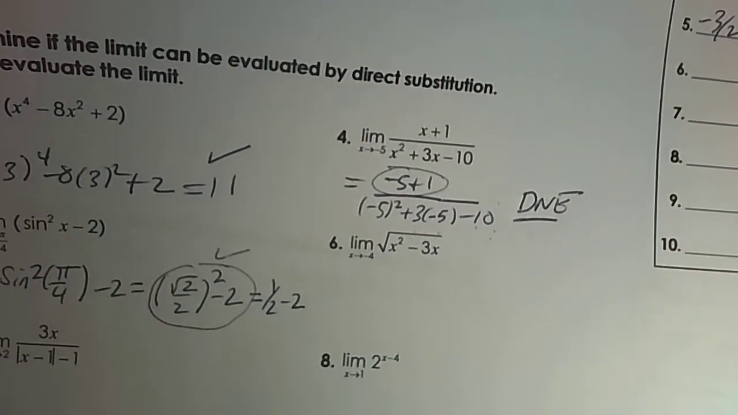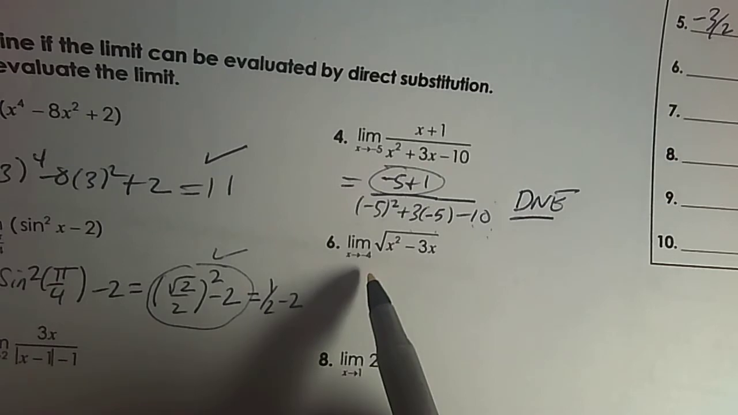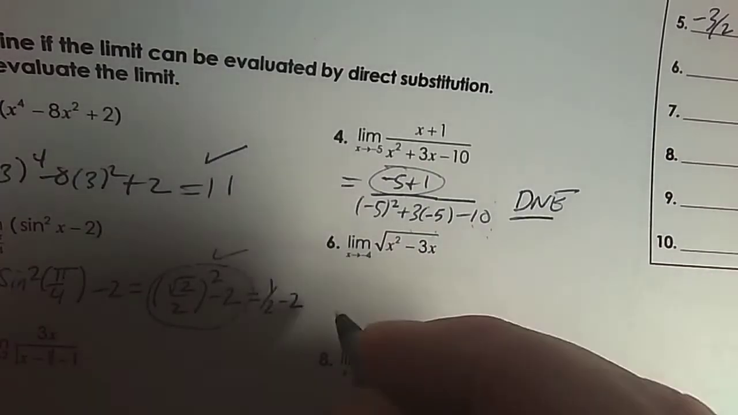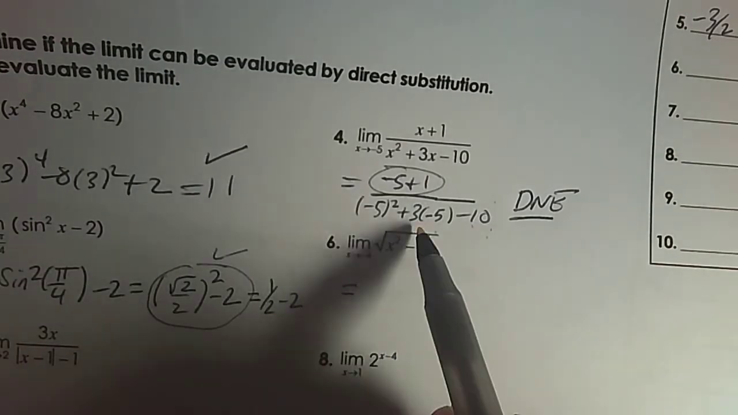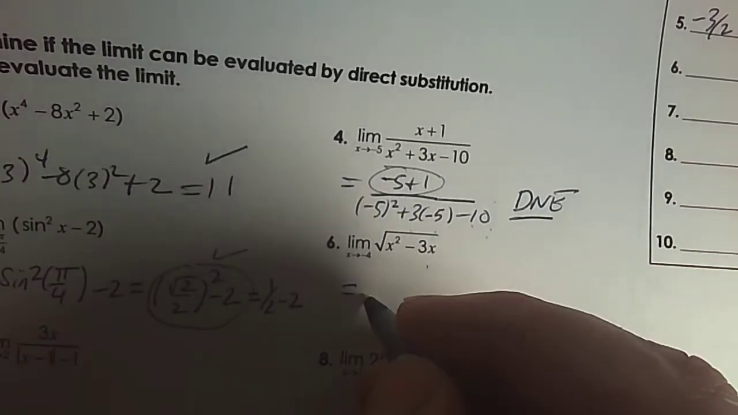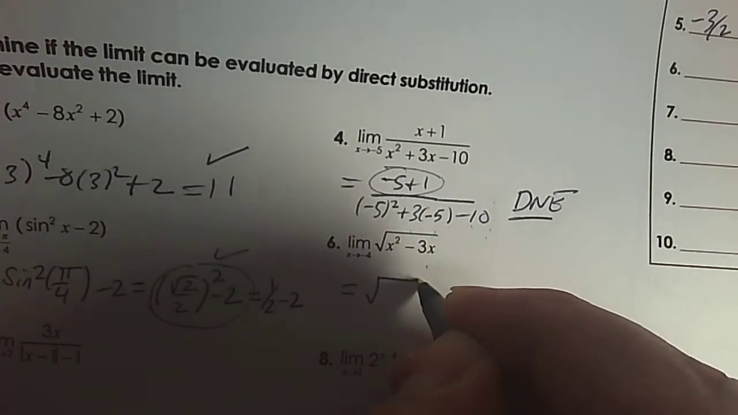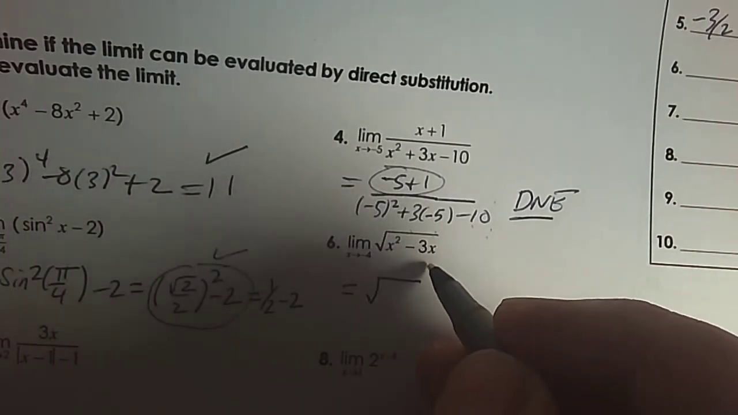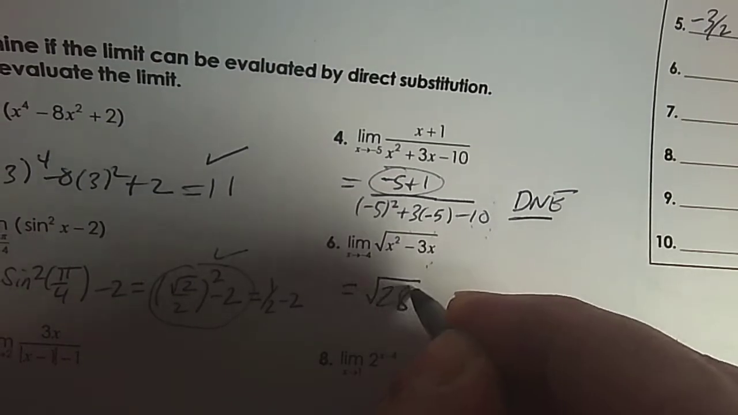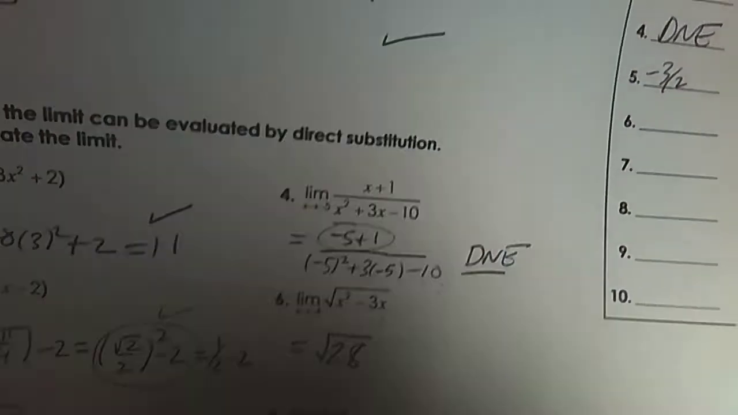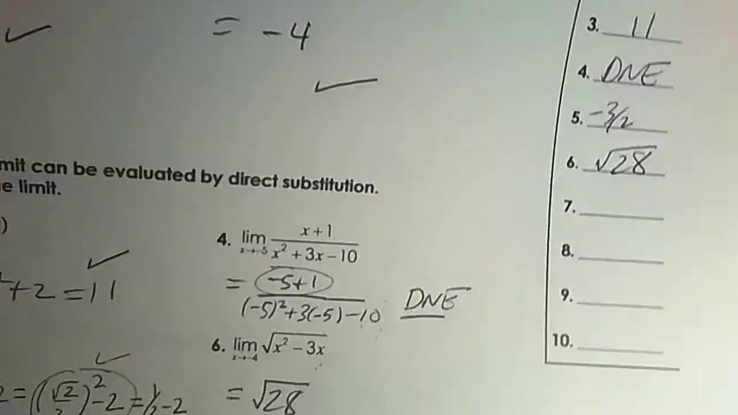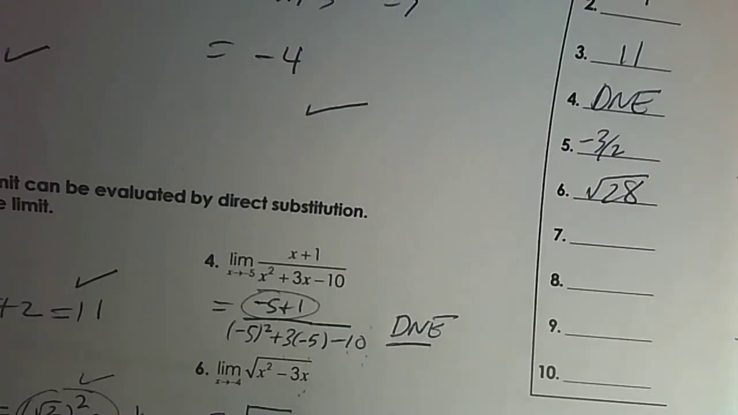Number 6, plug in -4. What's going to happen? Well, if I plug in -4, I get 16 plus 12. So that is the square root of 16 and 12, 28. That's good enough. You don't have to simplify that at all. So number 6, the answer is the square root of 28.